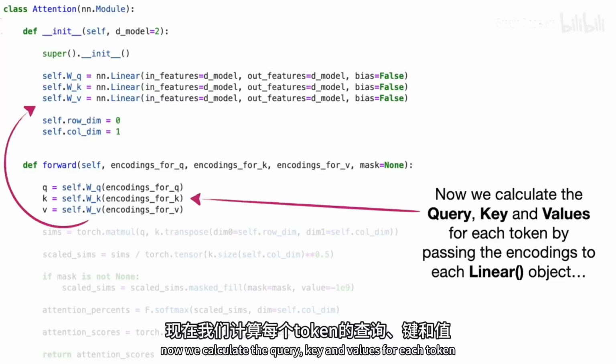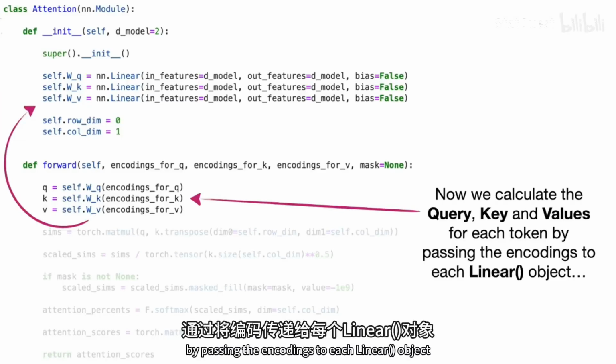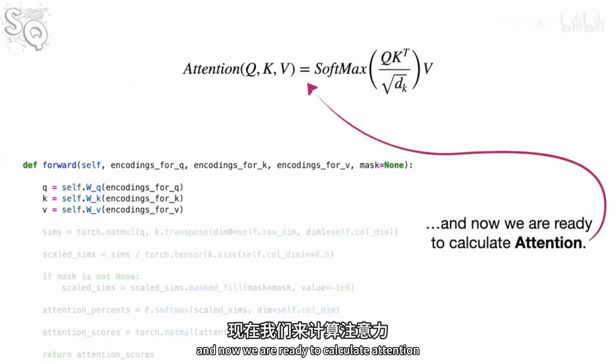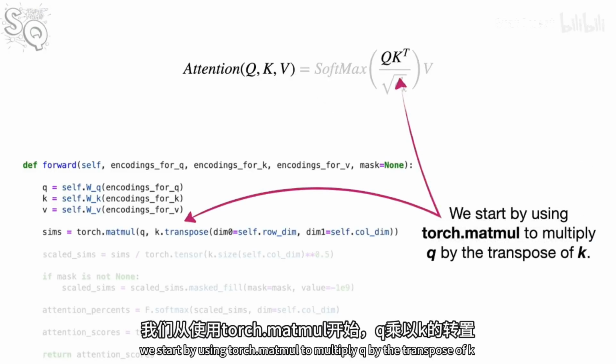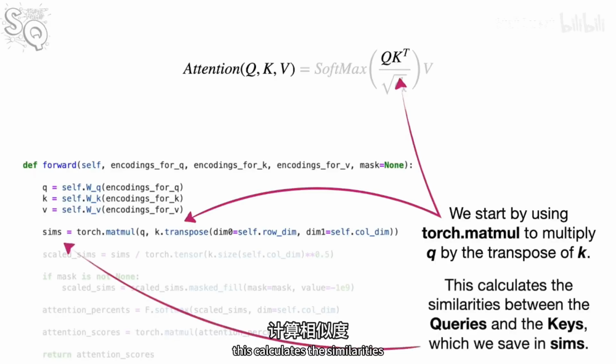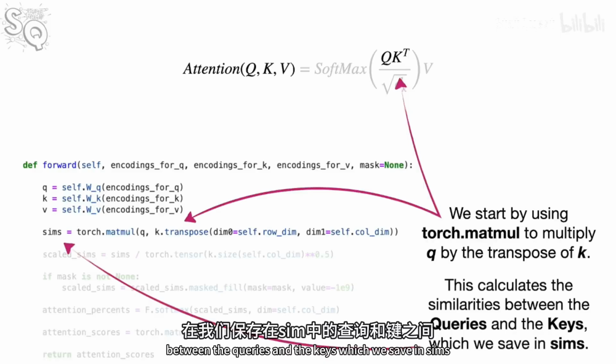Now we calculate the query, key, and values for each token by passing the encodings to each linear object. And now we are ready to calculate attention. We start by using torch.matmul to multiply Q by the transpose of K. This calculates the similarities between the queries and the keys, which we save in sims.